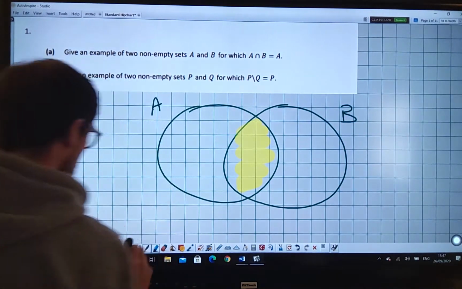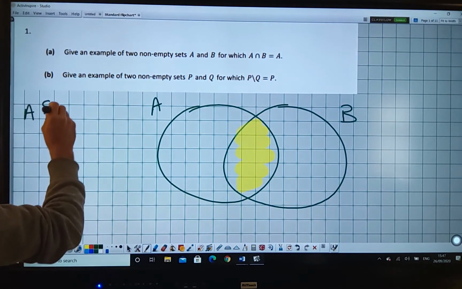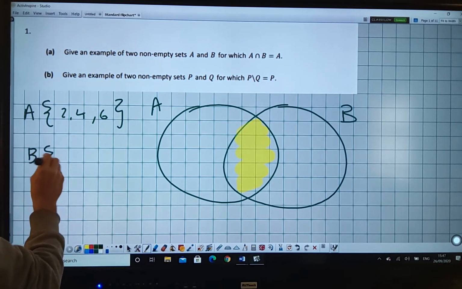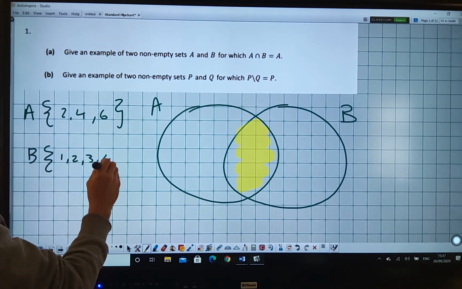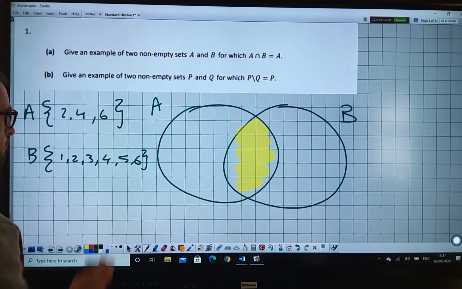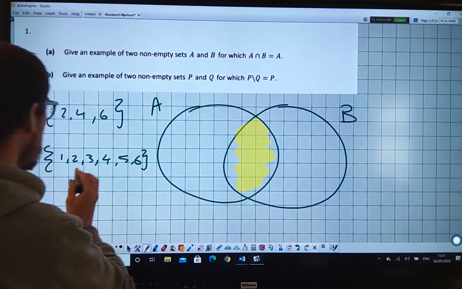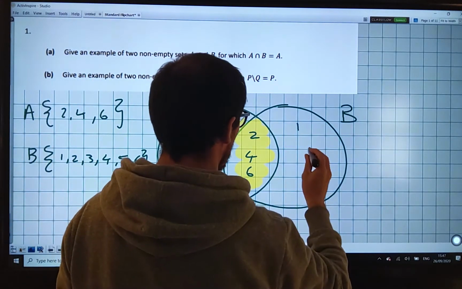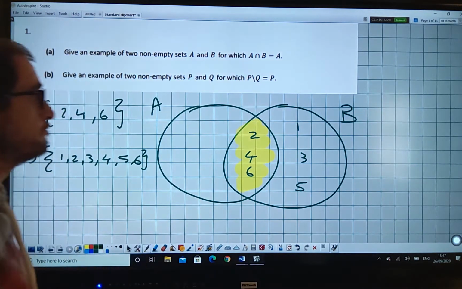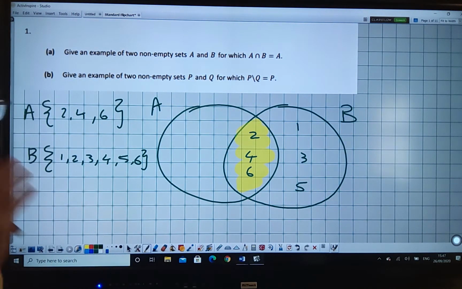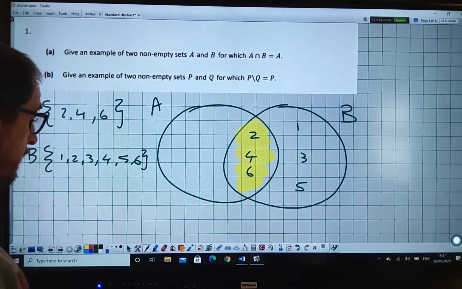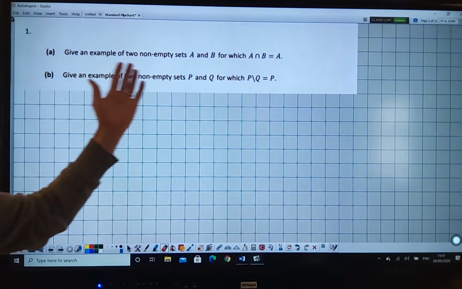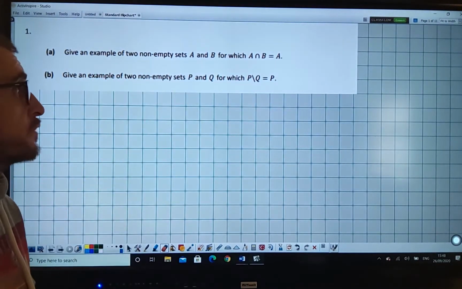So if that was the case, we could write as follows. A is 2, 4, 6, and B is 1, 2, 3, 4, 5, 6. So if you put A in here, what's common to A and B? 2, 4, 6. Then you're going to have 1, 3, 5. That's what you're doing there. So you're looking basically where A is a subset of B. That's part one. If you wanted to pick another one, you could just pick anything at all, but once everything in A is in B, that's what that means.